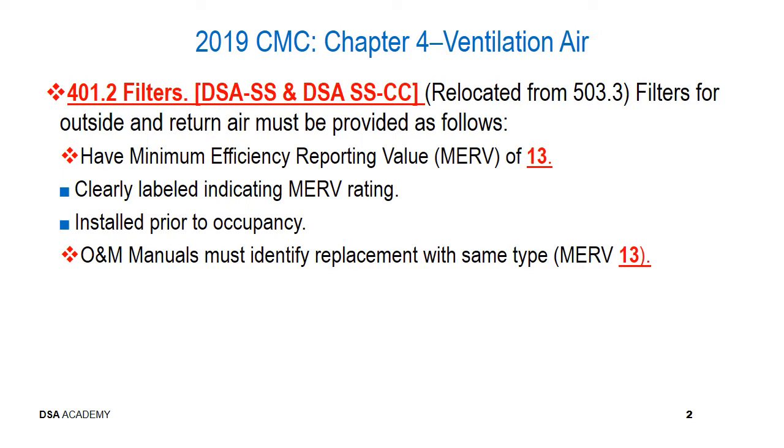This particular section 401.2 has been relocated from its previous location in the 2016 CMC, which was section 503.3. The most significant change here that's identified is the fact that the minimum efficiency reporting value, or MERV, is required to be 13, which is a change from the previous code cycle, which only required a MERV rating of 8.